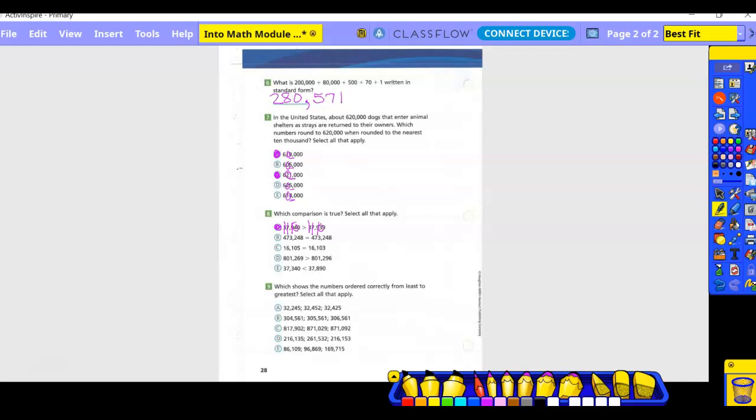473,248 is equal to 473,248. True, false? True. They're the exact same number on both sides, right? Okay, next one. Let's look at 16,105 is equal to 16,103. Are those the same? No, they are not the same, so that would not be true.